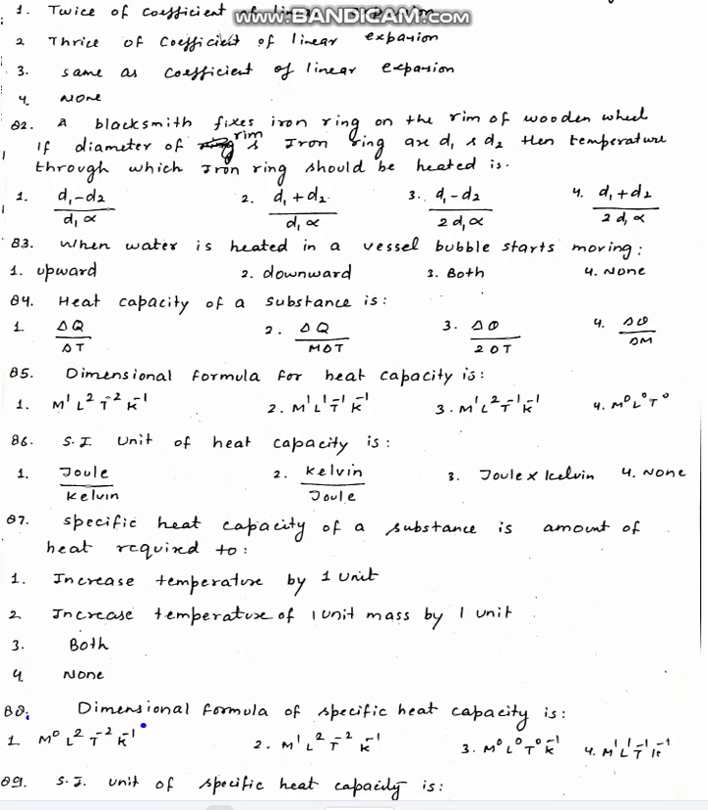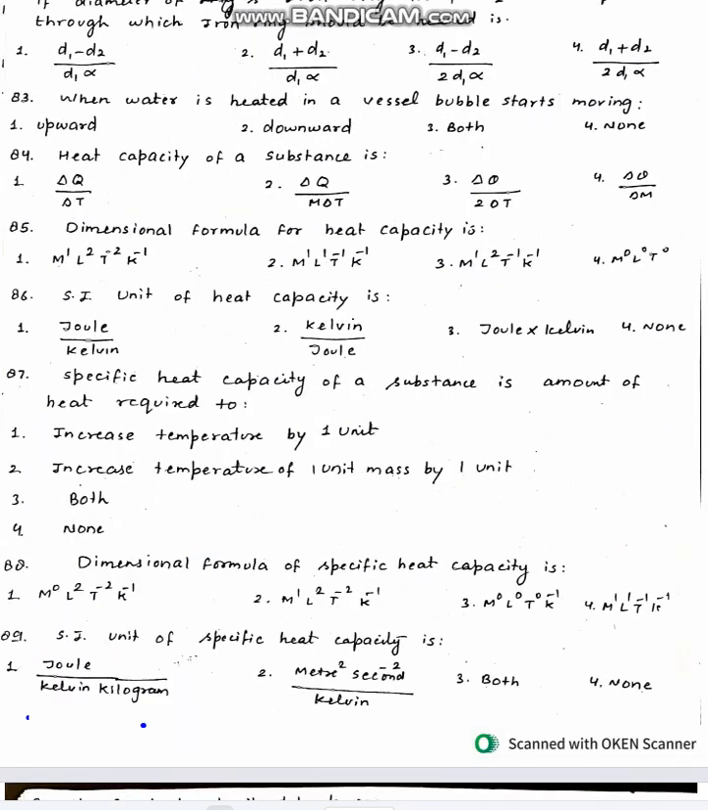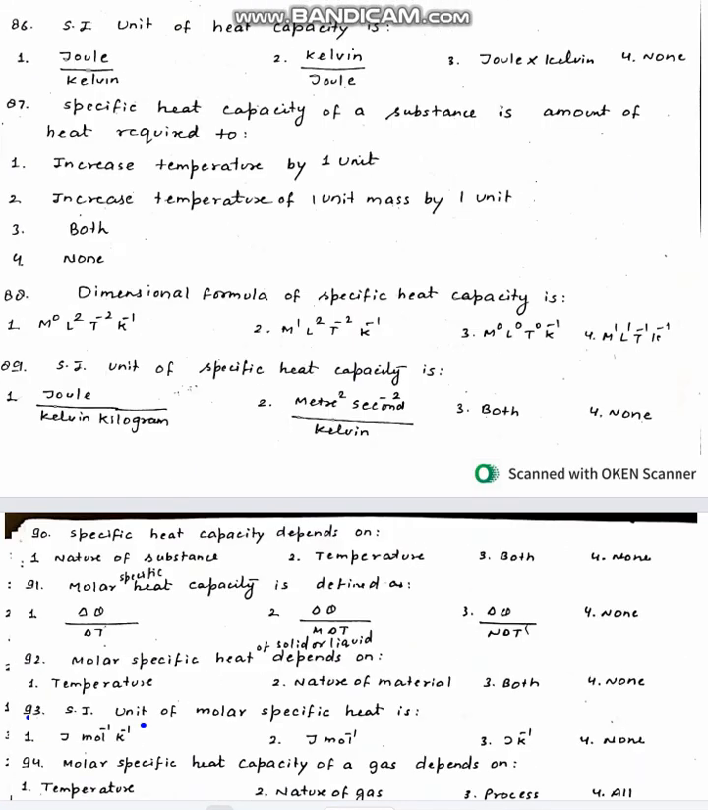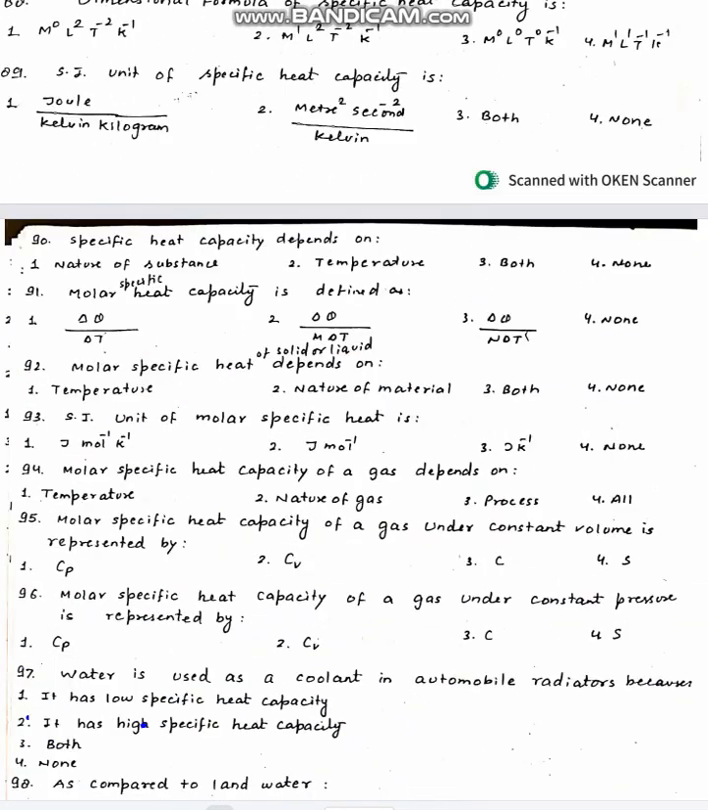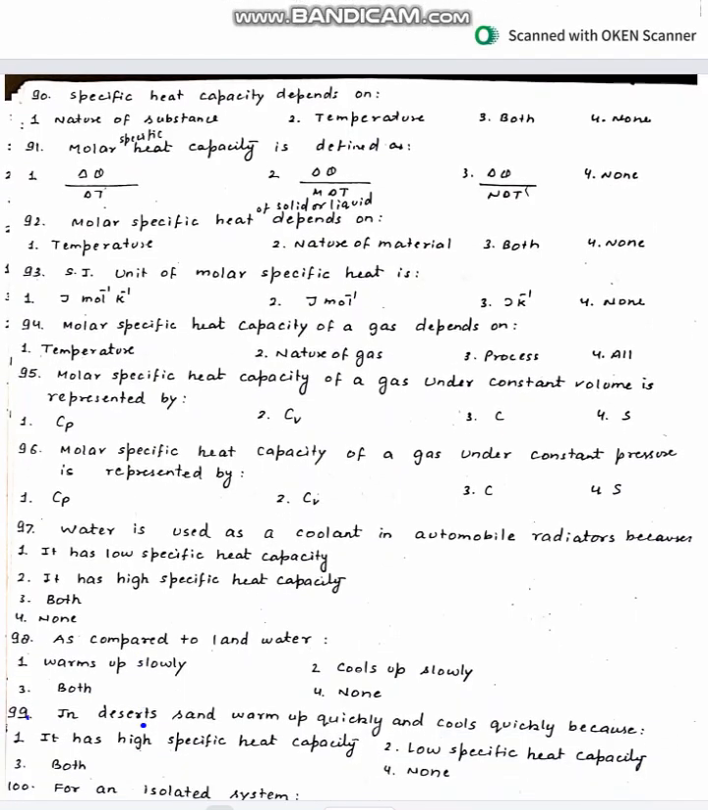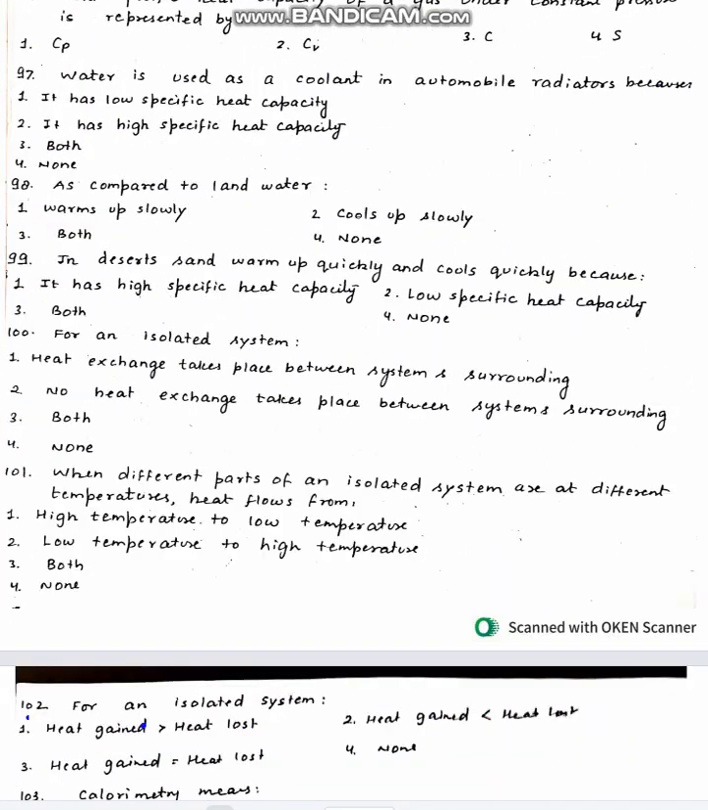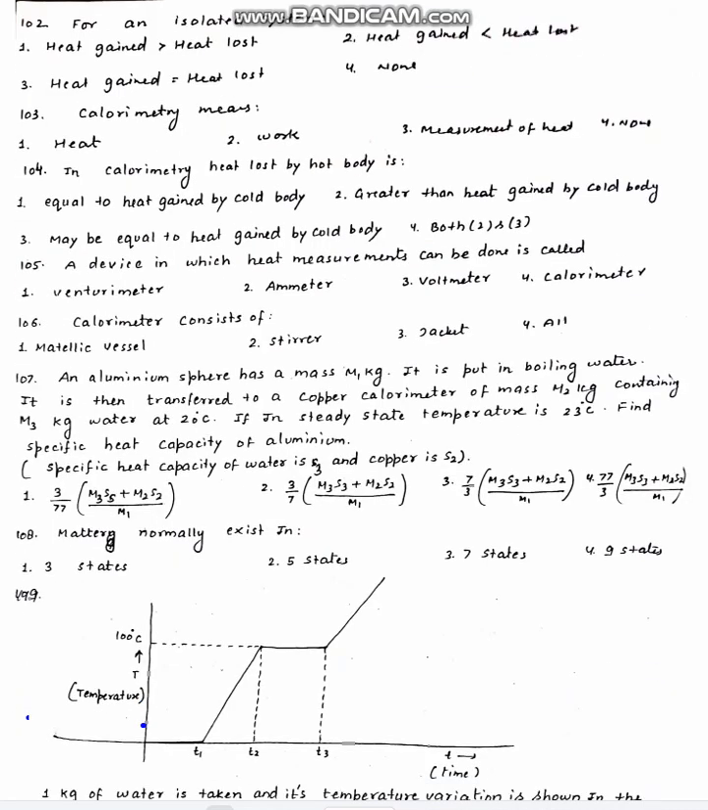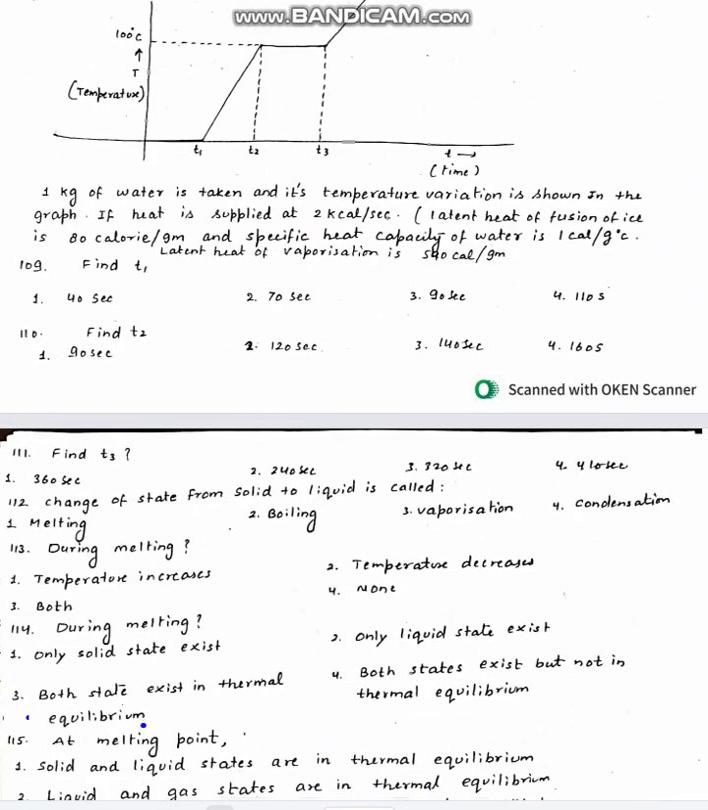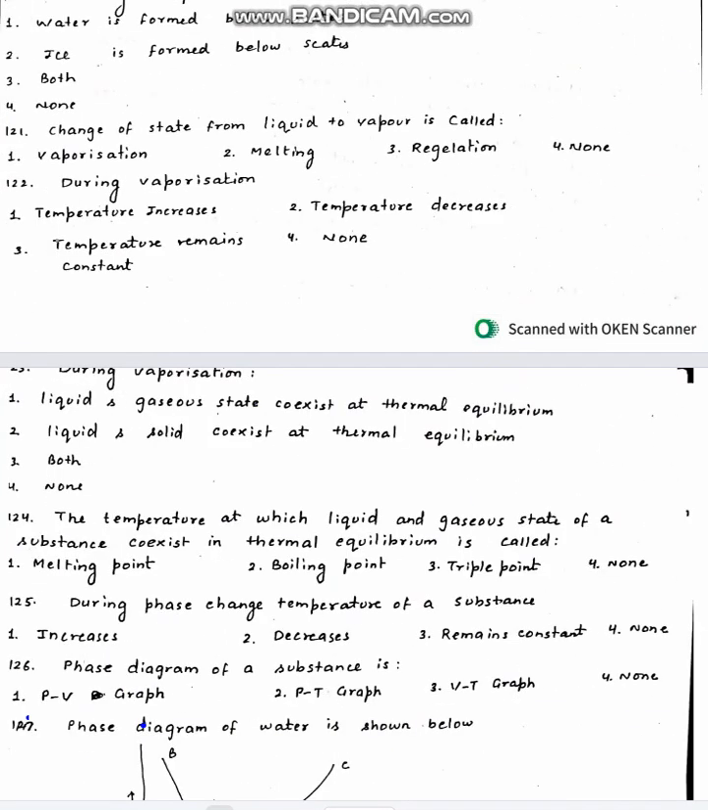of heat capacity, then specific heat capacity of a substance. Then we have dimensional formula for specific heat capacity. Then we have SI unit of specific heat capacity. Then dependency of specific heat capacity, then molar specific heat capacity. Then we have SI and CGS units, then CP, CV, then for water. Then there is concept of convection, then different type of systems, calorimetry, questions based on calorimetry, graphical question based on calorimetry.